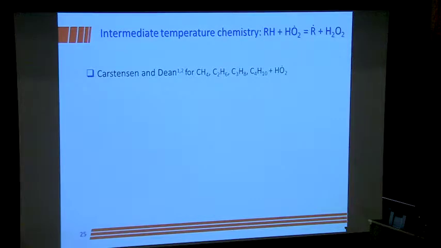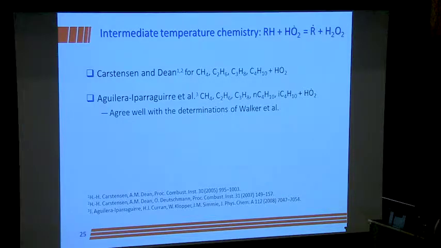So Carstensen and Dean, the same Carstensen and Dean that I spoke about that worked with Stephanie Villano earlier, okay? They published rate constants for abstraction from methane, ethane, propane, and butane by HO2, okay? And recognizing the importance of this, we had a project funded, and I went to work with Wim Klopper's group at the Karlsruhe Institute of Technology, I don't know, 10, 15 years ago now. And we calculated at a very high level the rate constant for abstraction from methane, okay?